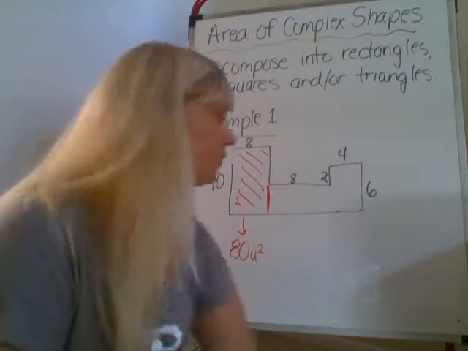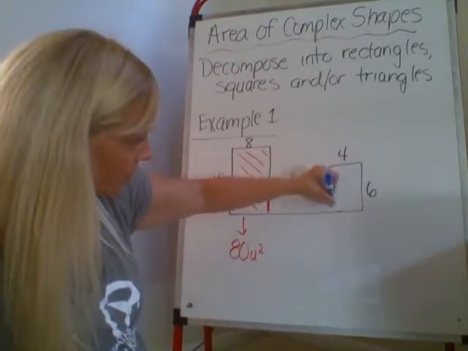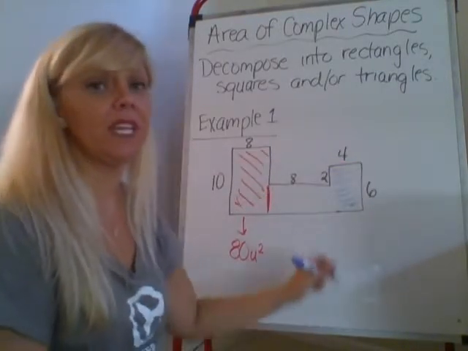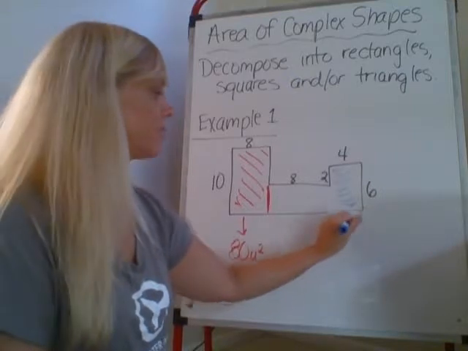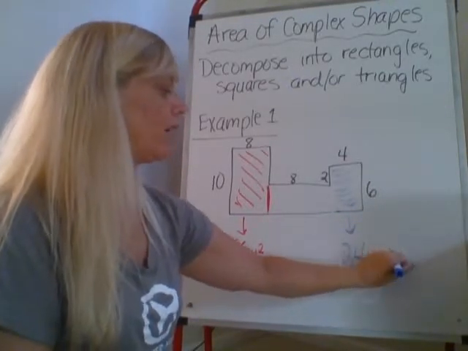All right, going off into this piece over here, when I break it off, I'm going to use my blue. I know that this piece is 4 times 6. So this piece right here is 24 units squared.